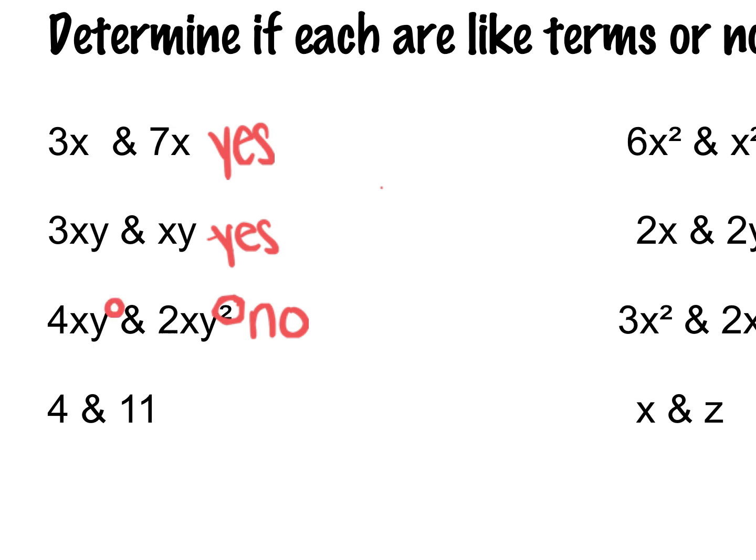What about 4 and 11? No. Yeah. Could we combine 4 and 11? Yes. What's 4 plus 11? Can we do that? 15. 15. Oh my gosh. Constants are like terms. If it's just a plain number, we can add those together as well or combine those.